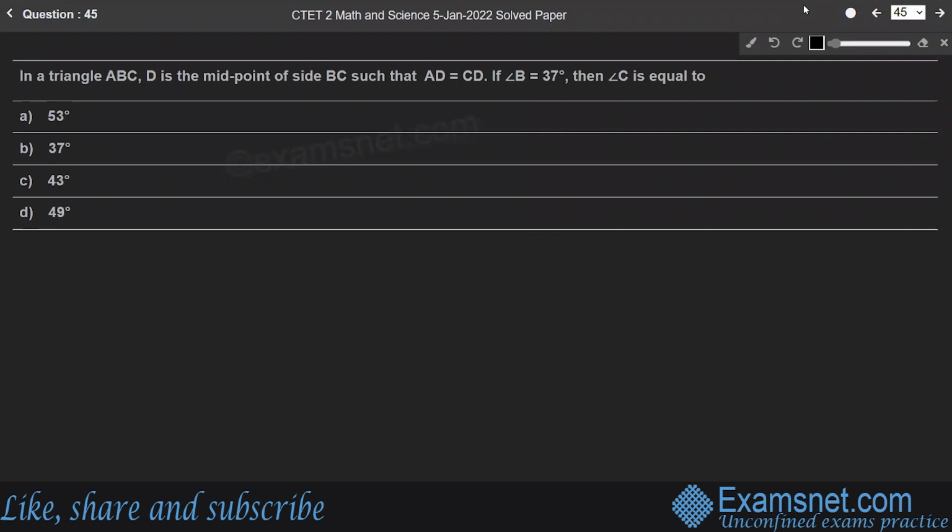Question number 45. In a triangle ABC, D is the midpoint of side BC such that AD is equal to CD. If angle B is equal to 37, then angle C is equal to. So consider a triangle ABC. D is the midpoint of BC such that AD is equal to CD. If B is equal to 37 degree, then what is the measure of the angle C?